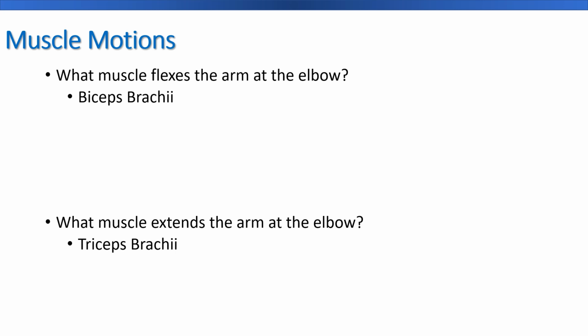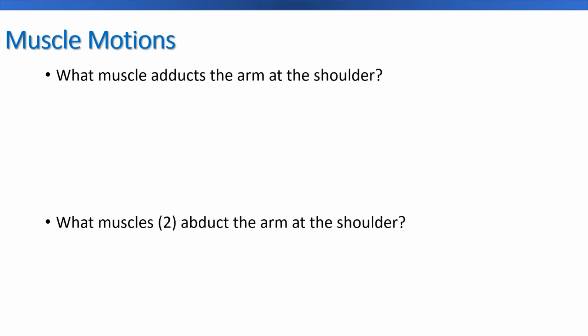Let's take a look at another one. So what muscle adducts the arm at the shoulder? What brings it back to midline? Well, of the ones that we studied, we know that the pectoralis muscle does that. So what two muscles abduct the arm? Because we studied two that do. Well, the deltoid is going to be one of them, and the supraspinatus is another one. So in this case, our antagonists are going to be pectoralis against the deltoid and the supraspinatus.